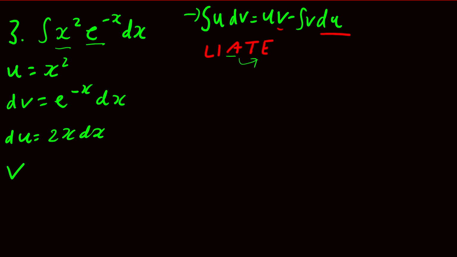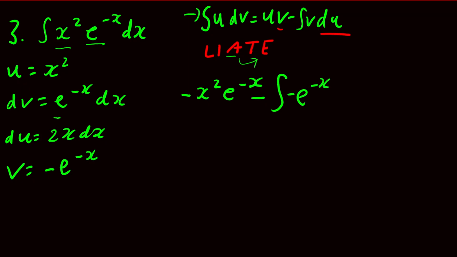Now let's do v. The integral of e to the negative x is just negative e to the negative x. Now let's do our substitution. First, u and v, we're going to put it in. I'm going to switch the order around: x squared e to the negative x minus the integral of v, which is negative e to the negative x, and du, we said, was 2x dx.